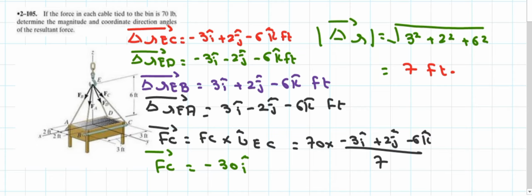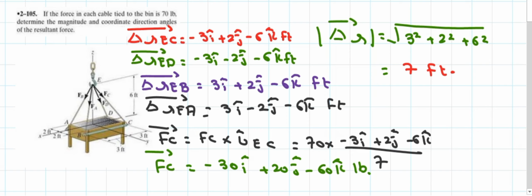Similarly, 70 into 2j and divided by 7, so it will become positive 20j. And lastly, 70 into negative 6k and divided by 7, so it will become negative 60k pound. This is the Cartesian form of the Fc.